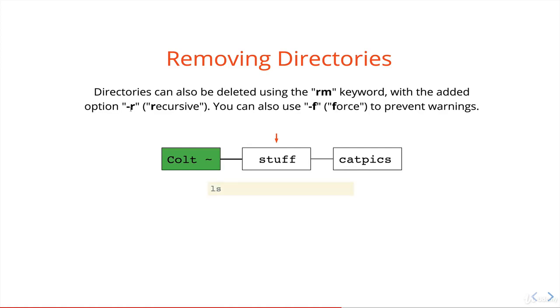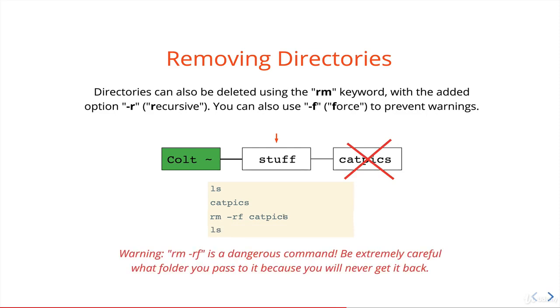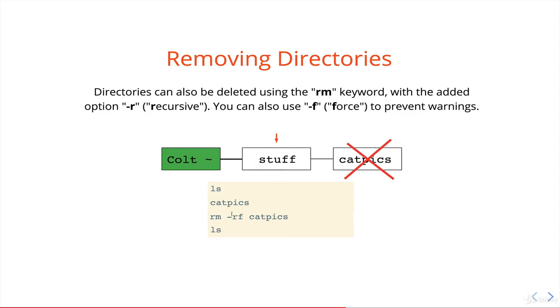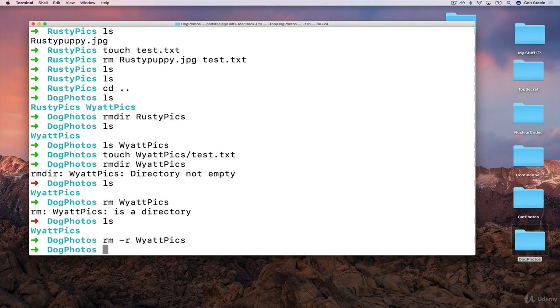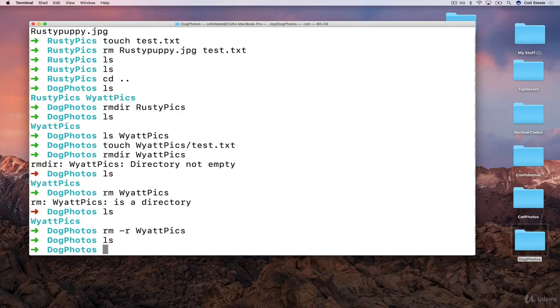Okay, so here's an example. We have the stuff directory. We're inside of it, and I want to delete cat pics. So I do rm -rf, and we'll talk about the F in a moment, cat pics, and it's gone. And it's important to note that rm on its own doesn't work. We need to pass in, at the very least, -r. So let's do that now. So I'll do rm -r Wyatt pics. And there we go. It deleted it. I type ls, and it's gone.